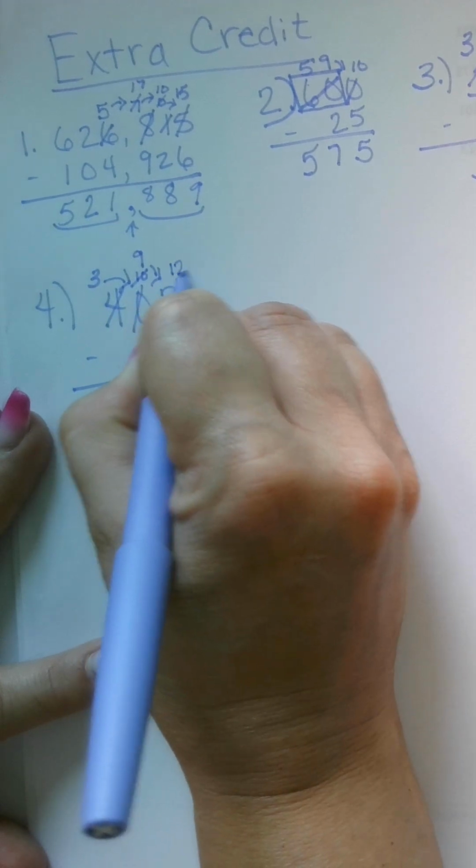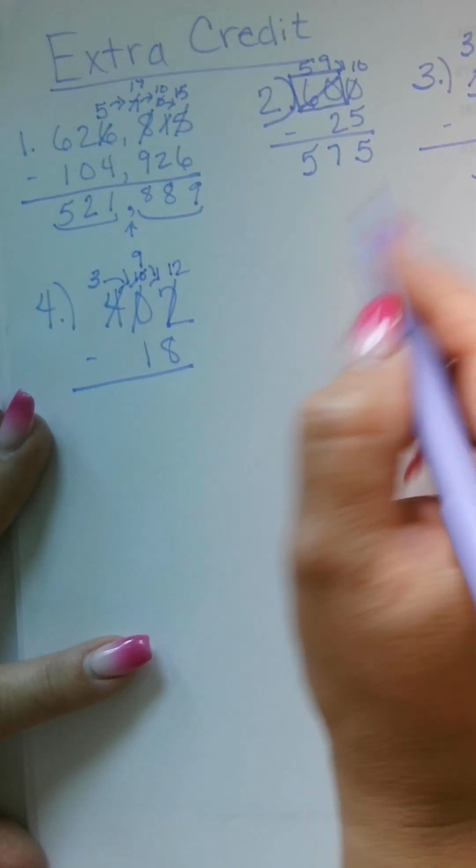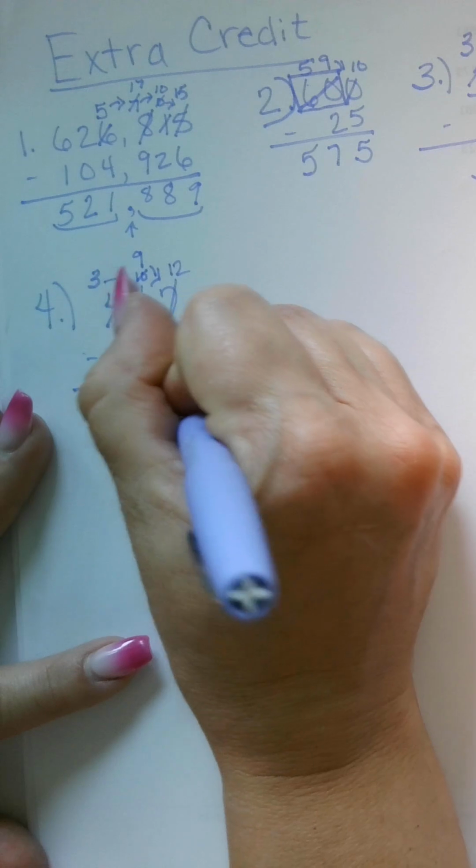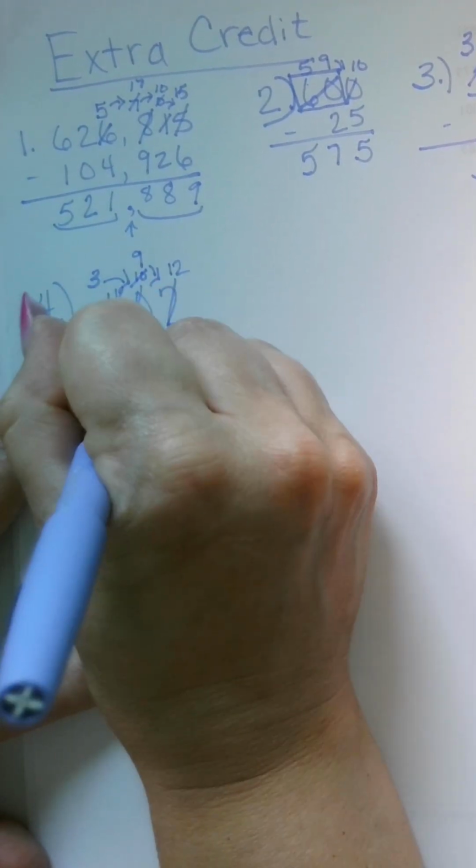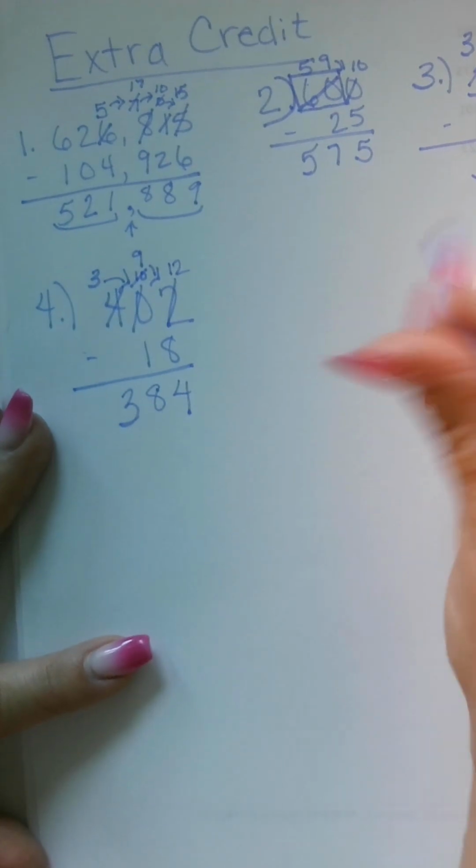So we had 2, now we have 12. 12 minus 8 is 4. 9 minus 1 is 8. 3 minus nothing is 3.